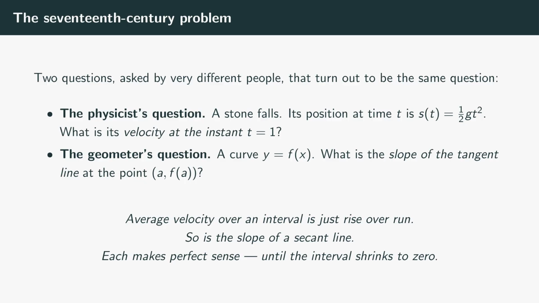Average velocity is rise over run. Take the position at 1 second, subtract the position at 0 seconds, divide by the time. Fine. But that's average velocity over a whole second, not the velocity at 1 second.